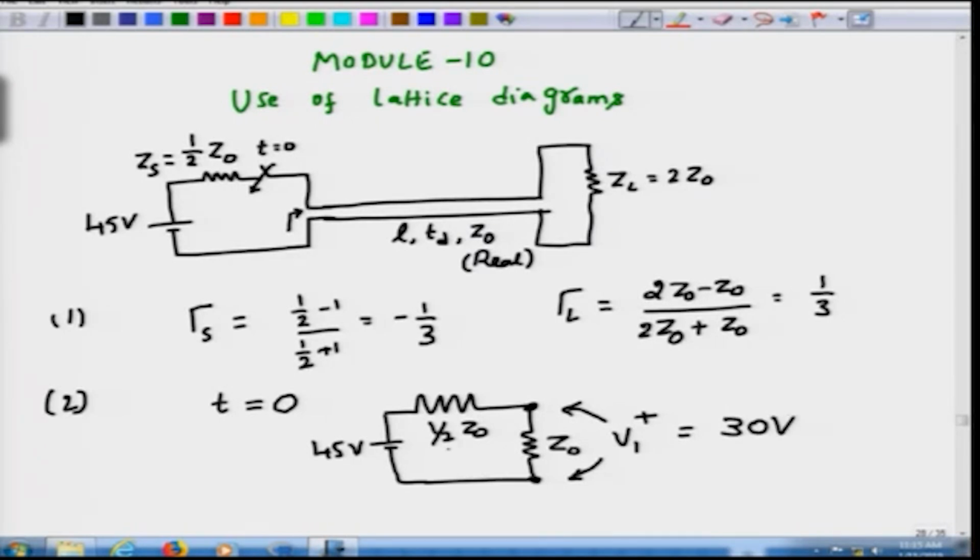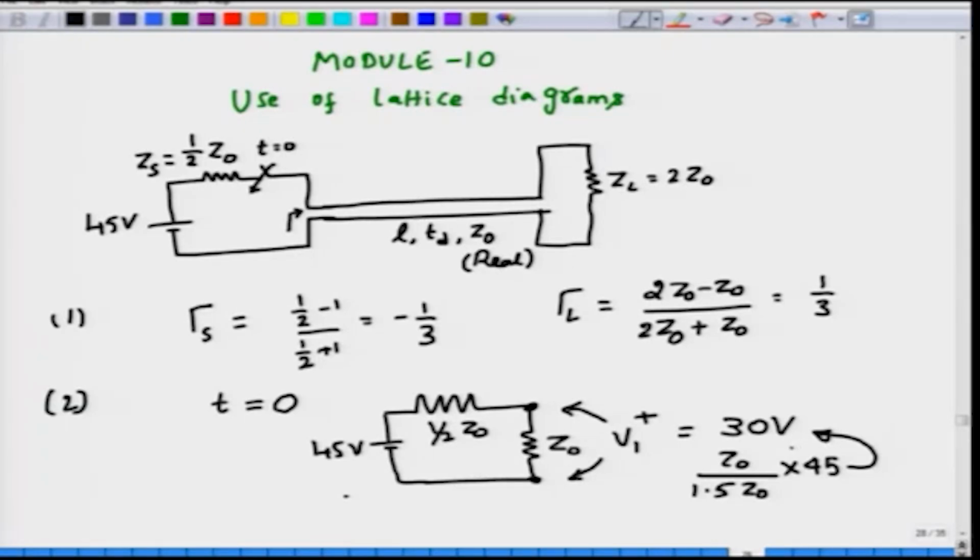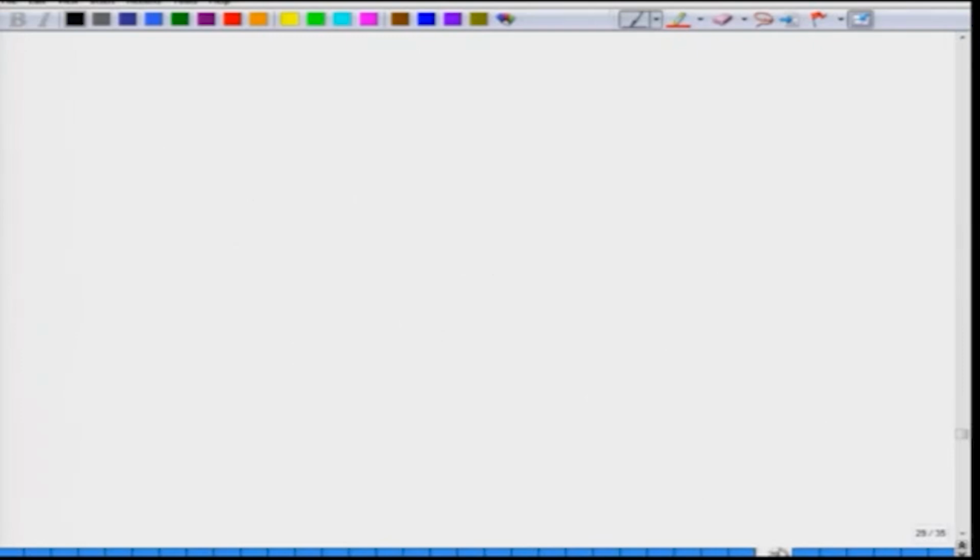You can do this calculation, which is simply given by Z naught divided by 1.5 Z naught multiplied by 45 volt, which gives you 30 volts. So, this would be the voltage that would actually be launched right at t equal to 0. So, you calculate the initial launched voltage as V1 plus, and now we are ready to use our lattice diagram.